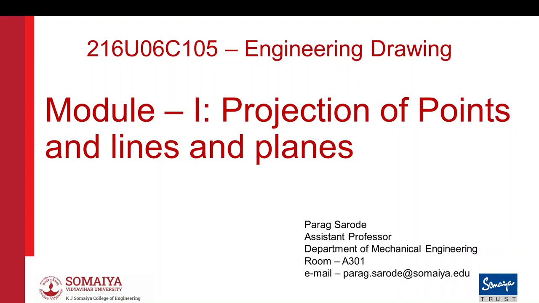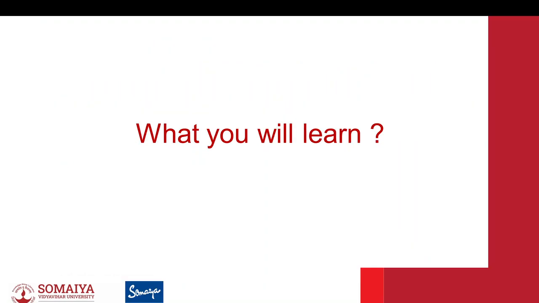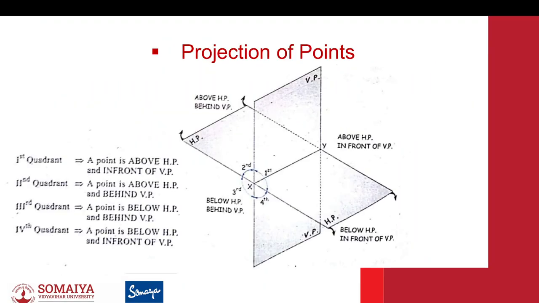So basically this is the first topic, projection of points, lines and planes. Before we start the projection of lines, we need to understand what is the orientation of the point in reference to these two planes. Which are the two planes we are referring to? First plane that we are referring is the vertical plane, that is this plane.